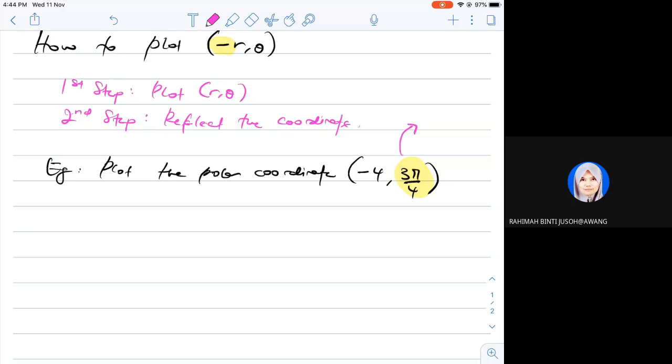Alright, so 3 pi over 4, how do we find the degree? How do we convert this? 3 over 4 multiplied by 180 degrees. So we will have 135 degrees.